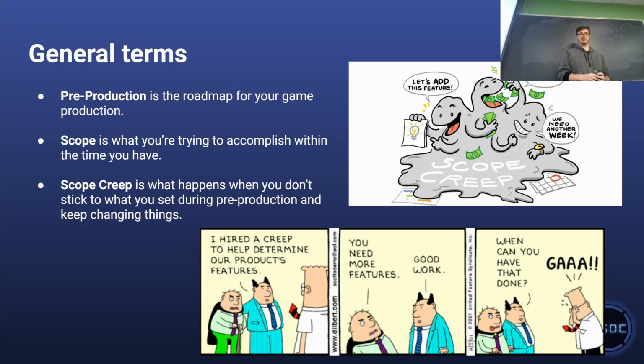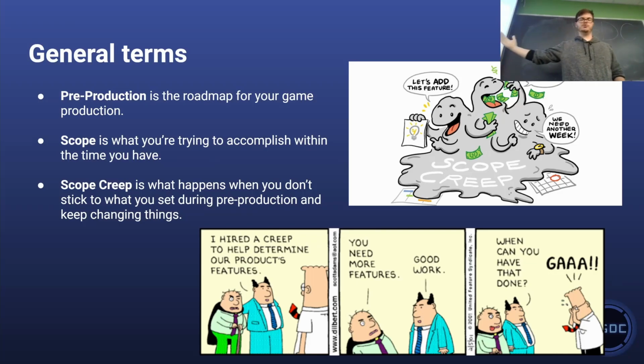Scope is what you're trying to accomplish within the time you have. So, for example, we just did a game jam called Ludum Dare. It was 3 days, and so there's not a lot you can do in 3 days. So, for the game I worked on, our scope was to have a kind of a basic puzzle gameplay loop that we could add levels to, because we knew we would be able to achieve that in 3 days. So, knowing how much time you have and adjusting your game structure to that is the idea of scope.